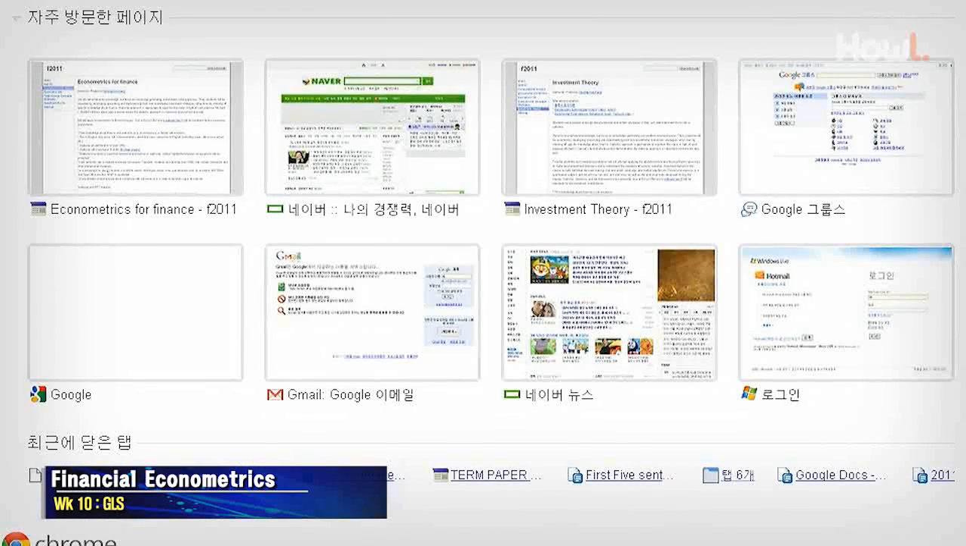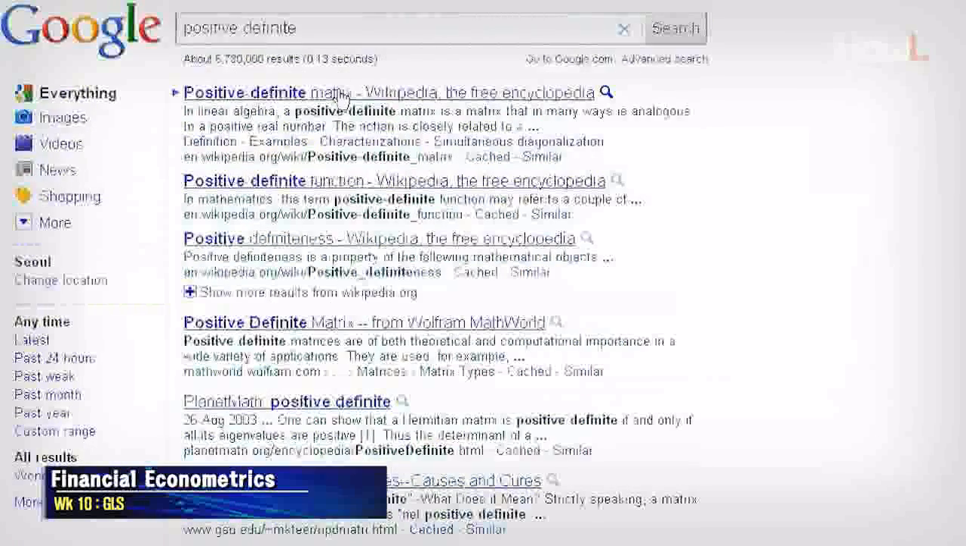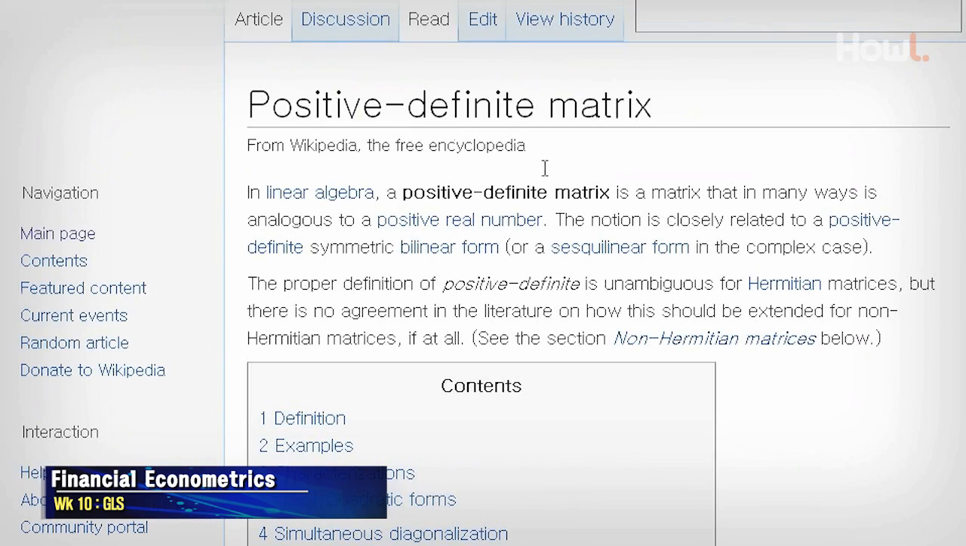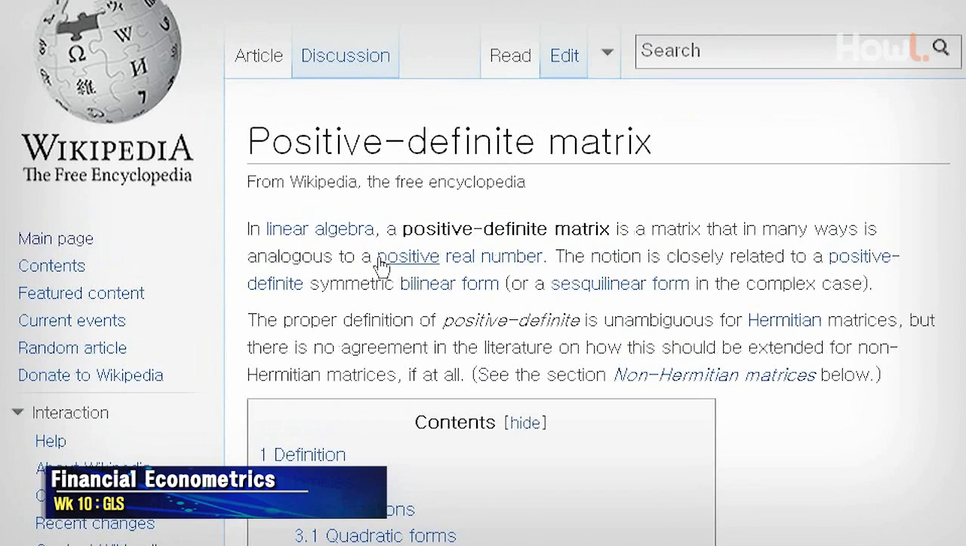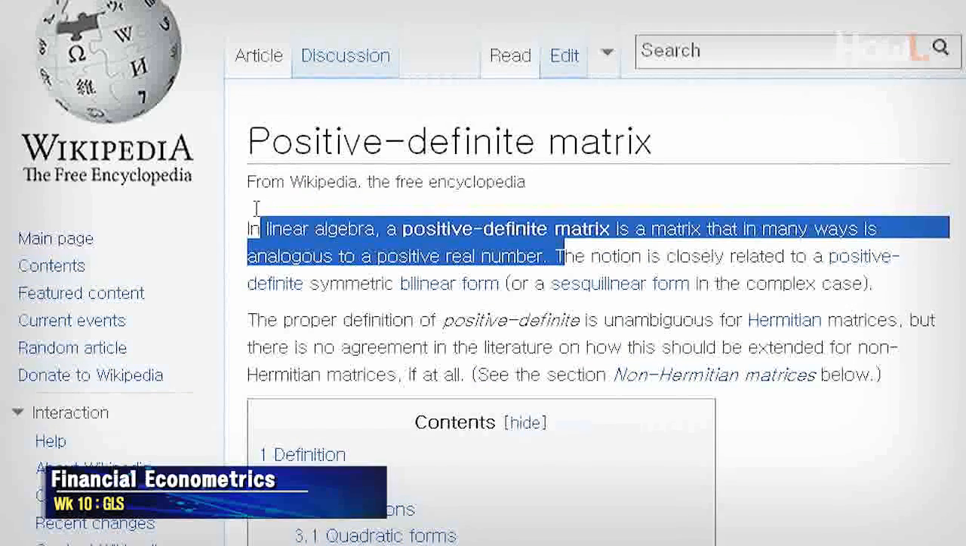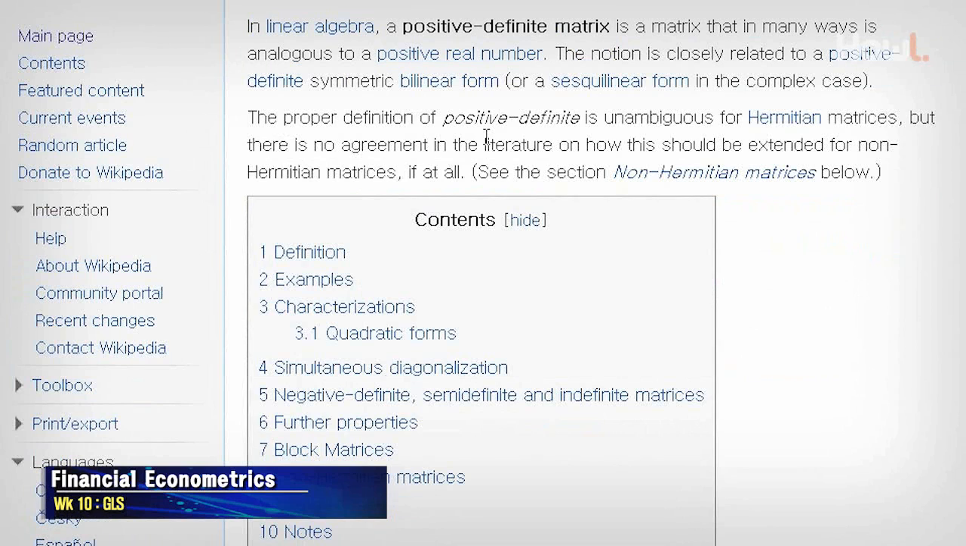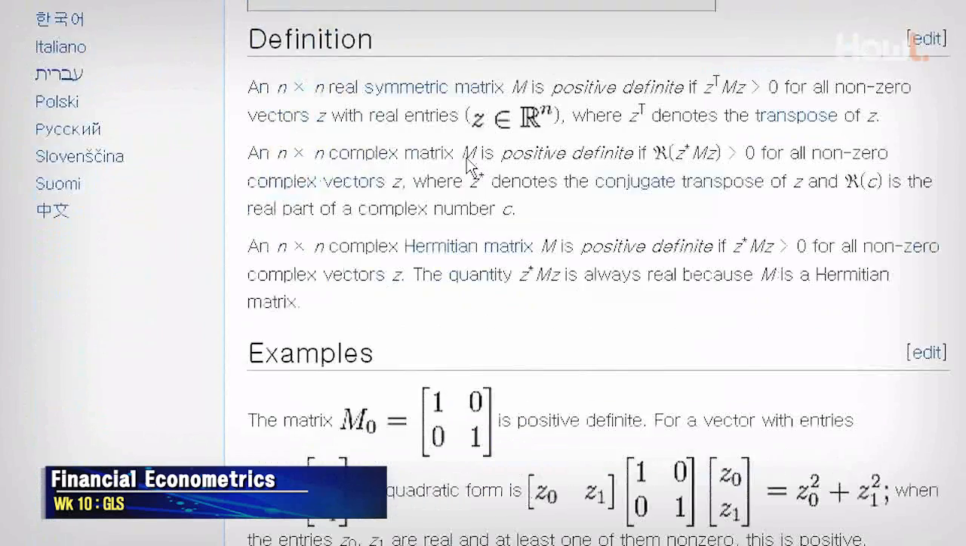So let me check. Positive definite matrix, in linear algebra. A positive definite matrix is a matrix that in many ways is analogous to a positive real number. So positive semi-definite is similar to a positive real number. A notion closely related to positive definite is symmetric, but it doesn't matter. The definition of a positive semi-definite matrix looks like this.